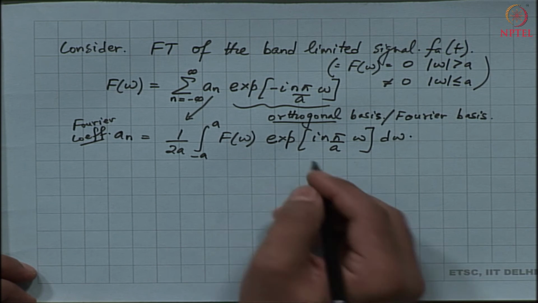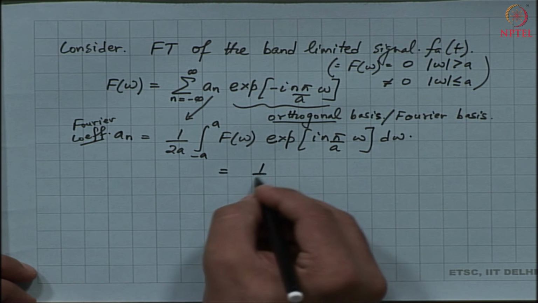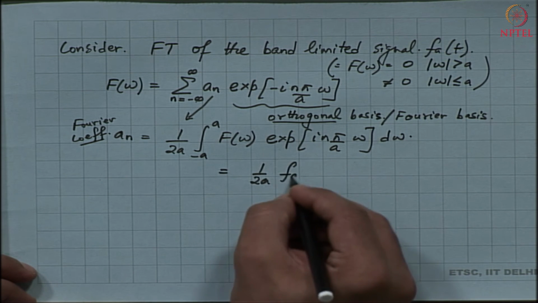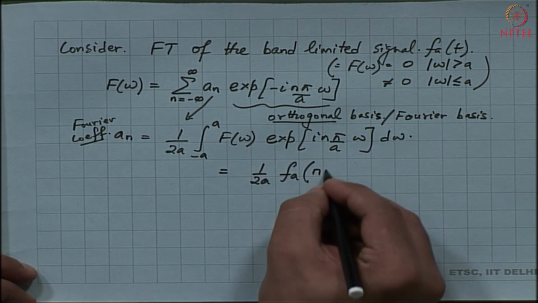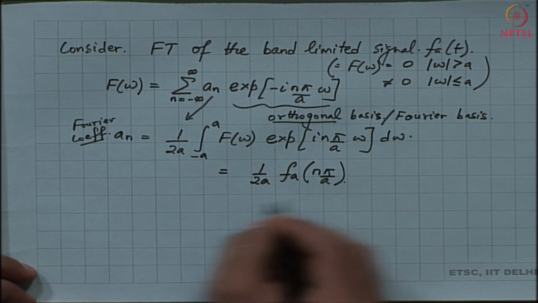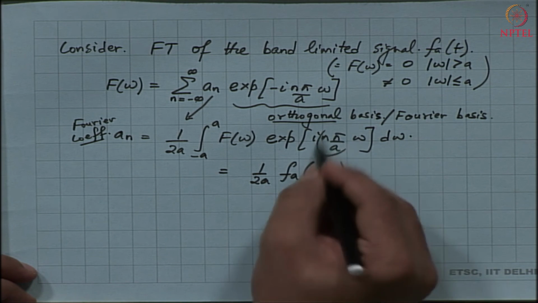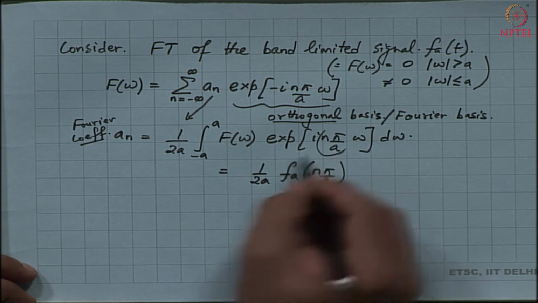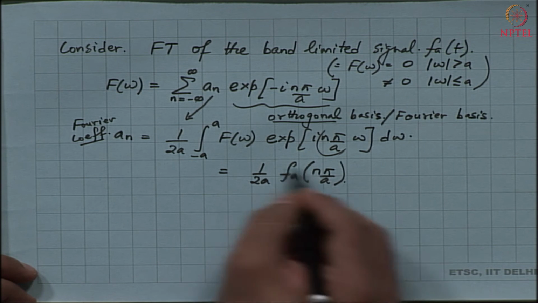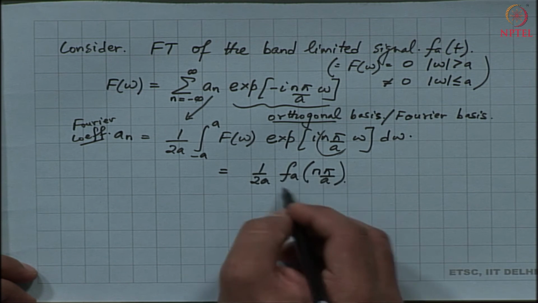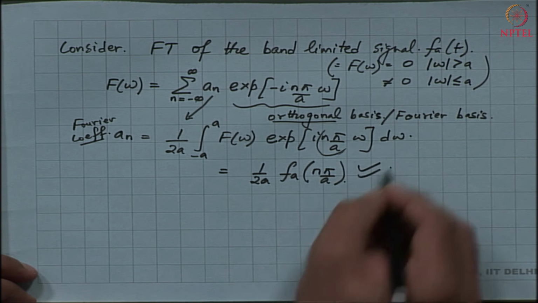Now, notice that this is nothing but 1 by 2a times the band limited signal evaluated at n pi by a, right. So, if I replace this by t, then I get that this integral is equal to f_a of t. So, the coefficients are 1 by 2a f_a evaluated at this argument. So, I am going to use this result.